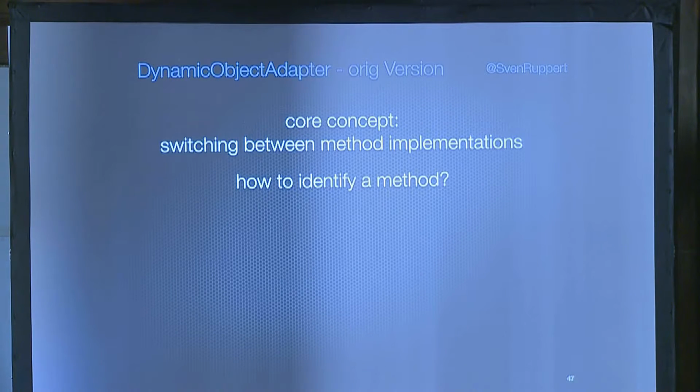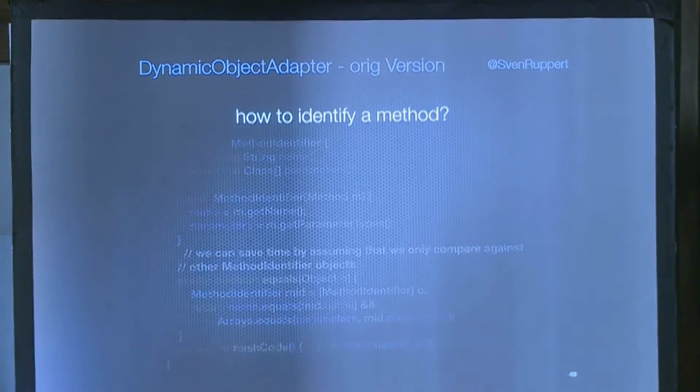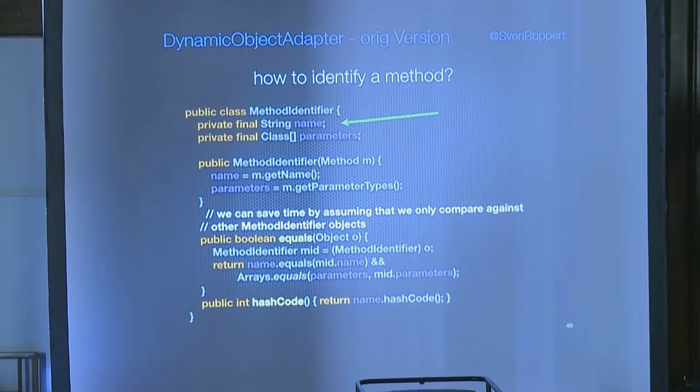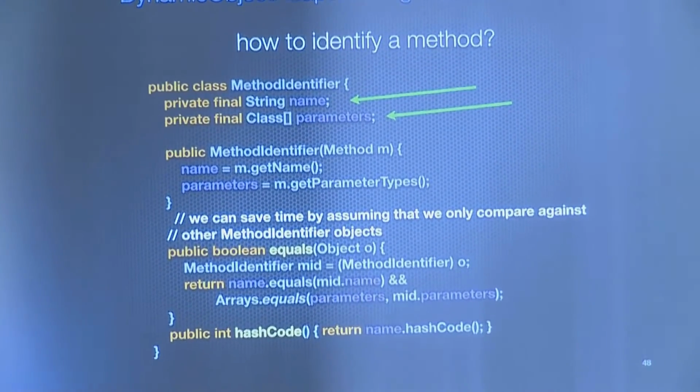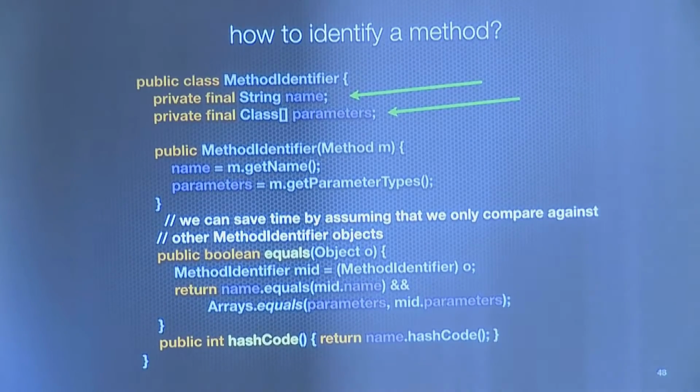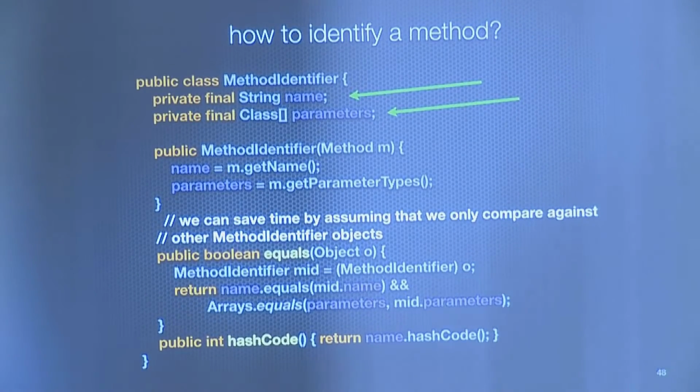But the main thing is that I have to identify what was the invoked method and whether I have an adapter, yes or no. To identify a method via reflection, it's not so difficult. The main thing is you have a name of a method and you have the params. And mostly this is enough to say, okay, you can use this one.